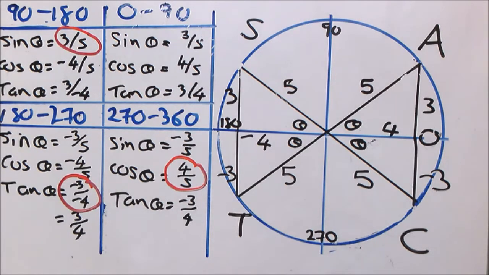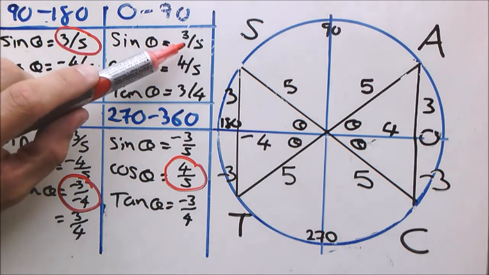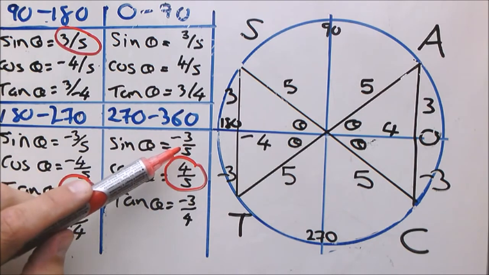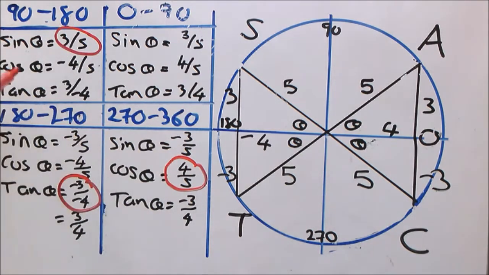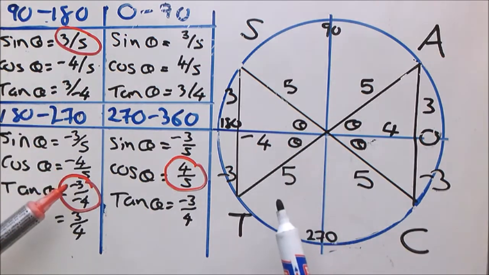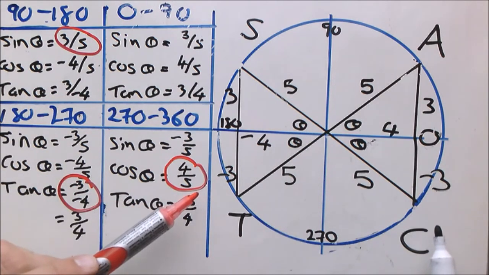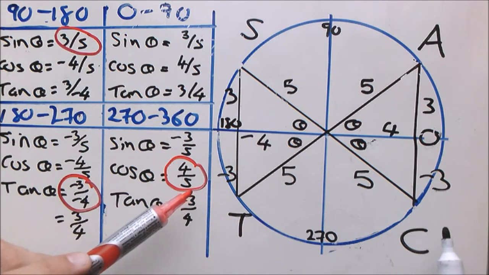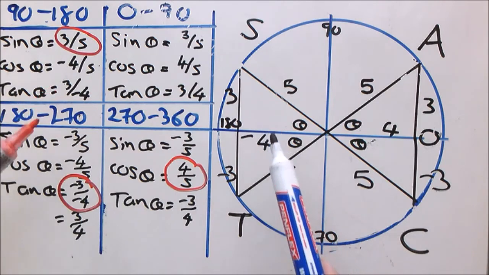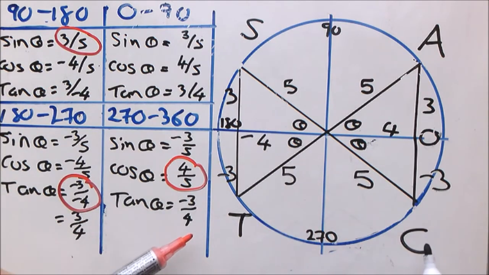So for sine, 3 over 5, 3 over 5, negative 3 over 5, negative 3 over 5. So can you see it's only the signs that change. For cos, 4 over 5, negative 4 over 5, negative 4 over 5, 4 over 5. Tan, 3 over 4, negative 3 over 4, 3 over 4, negative 3 over 4. So this is just another way of looking at the CAST diagram and helping you understand it.